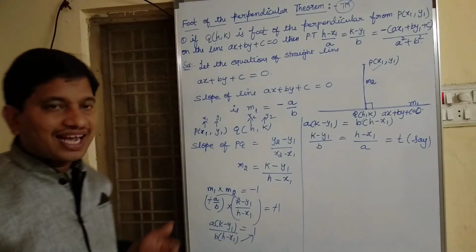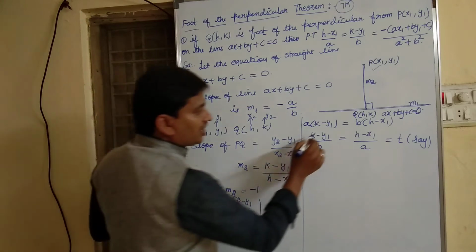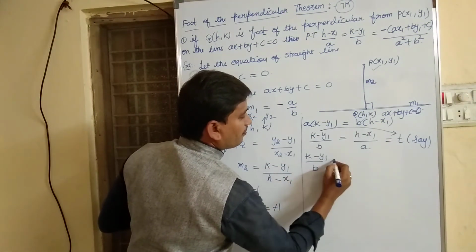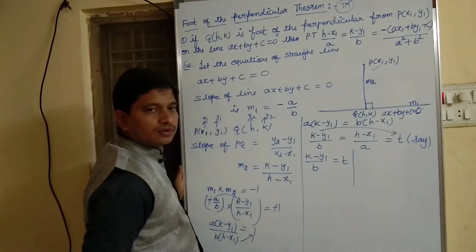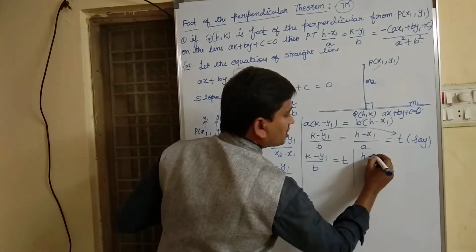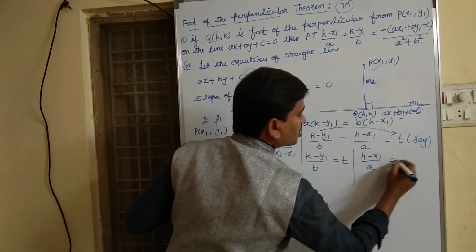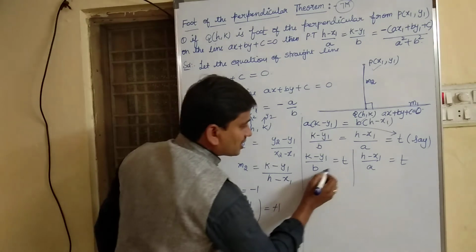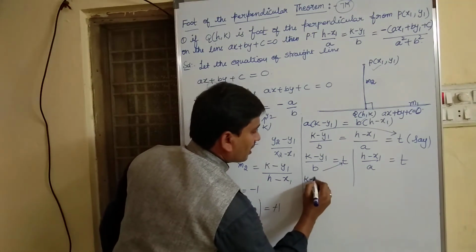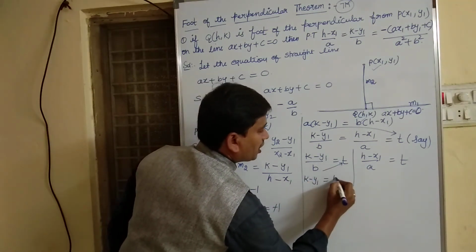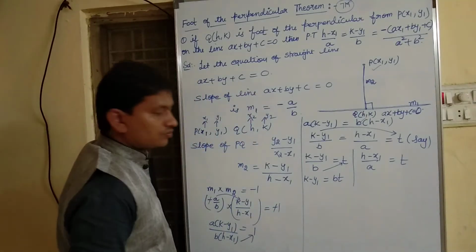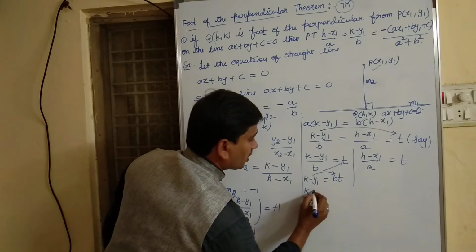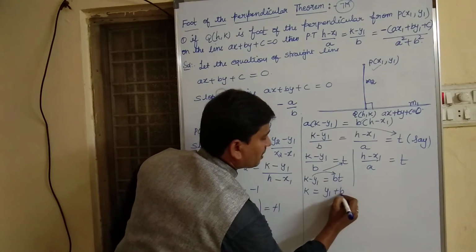Let it be t. Children, I can equate now (k minus y1) by b is equal to t, as well as (h minus x1) by a is equal to t, right? Now what you do? Let us cross multiply. k minus y1 is equal to b into t, that is bt. Now minus y1, if you transpose, you will get k equal to y1 plus bt.